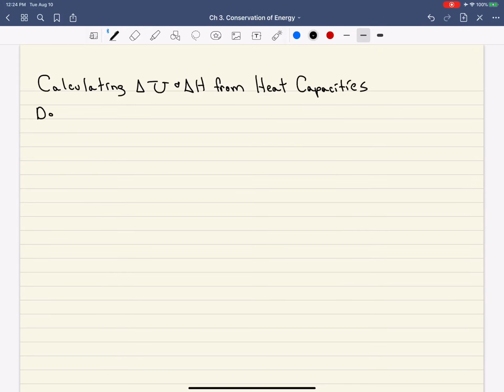So the heat capacity is defined as, we'll abbreviate it as C, the ratio of a specific heat divided by a change in temperature in the limit that that change in temperature is approaching zero, or it's infinitesimally small. And so if we're dealing with an infinitesimally small change in temperature, we could rewrite this ratio as the partial derivative of the specific heat with respect to temperature. Okay, so that's just the formal definition of the heat capacity.